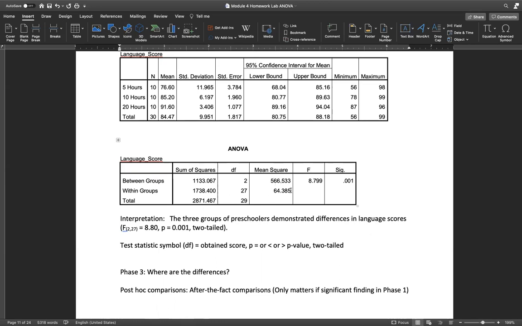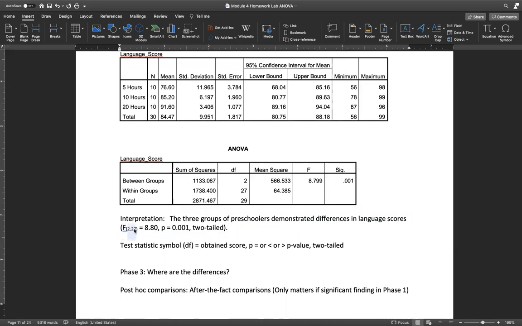Here's our mean squares. We divide these two to get our F score, which is significant at the 0.001 level. So this is how I would write that. And this would be: the 3 groups of preschoolers demonstrated differences in language scores. This is my type of test.